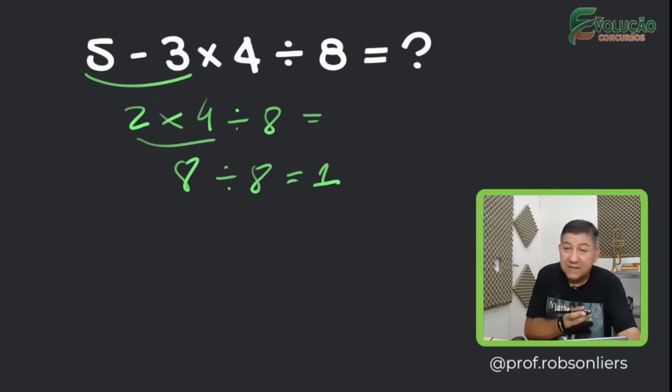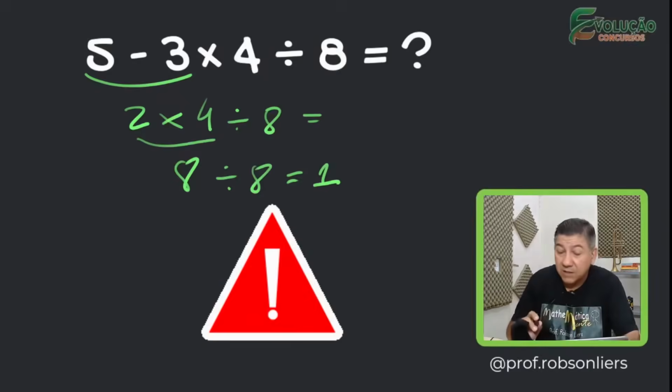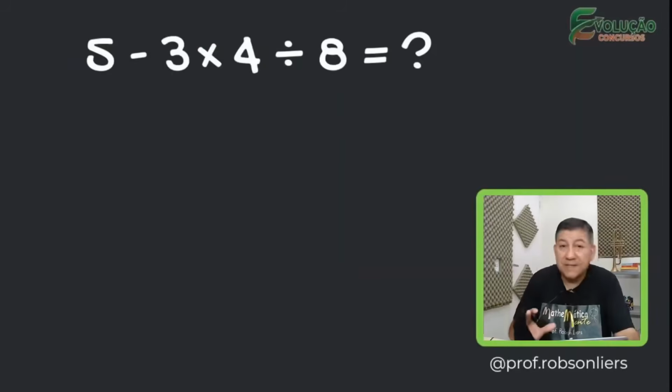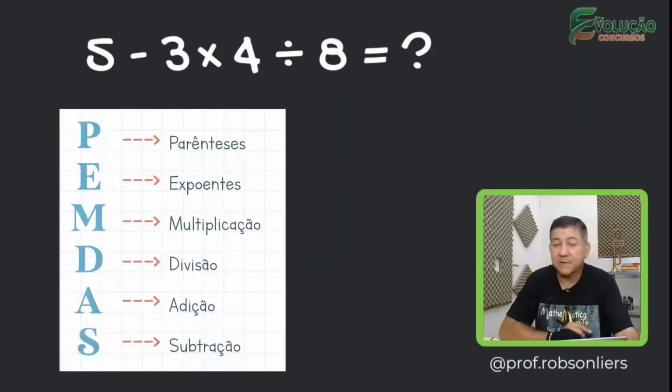There will probably be this option on the test. The guy will mark down 1, and he'll get the question wrong. So pay attention to how you solve this. Look, we can't just solve it any way we want. There's an order we need to follow, the famous PEMDAS. I'll put it on the screen for you to write down, which are the order of operations.